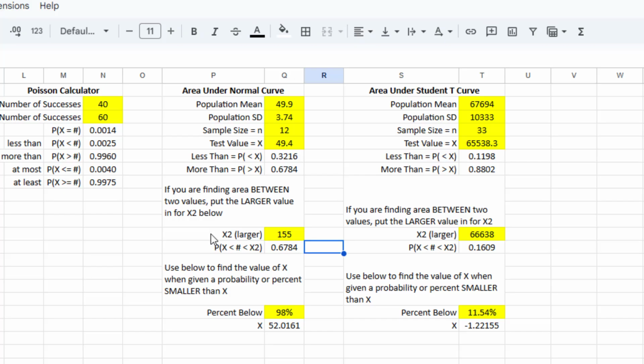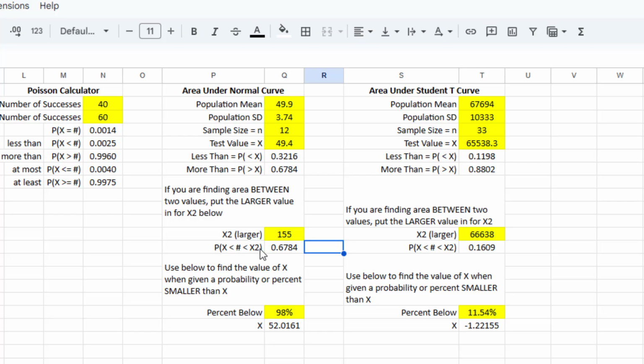Okay, the idea of being in between two things. So what's the probability that we get in between two values? So we have to tell ourselves what the second value is. In this case, I've set it up where down here would be the larger of the two. In this scenario, we're looking for the probability of being between 49.4 and 155, where the average is 49.9, the standard deviation is 3.74, and we're going to take a sample size of 12.